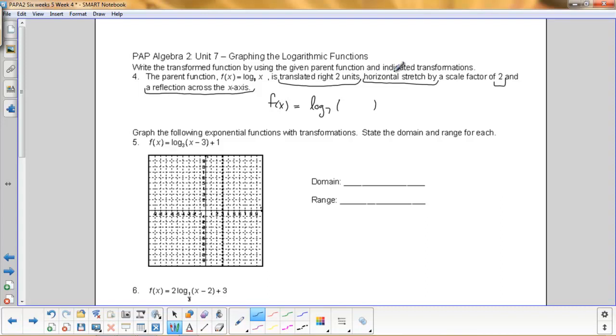The next thing I'm going to notice is that I have a horizontal stretch, and when I have a horizontal stretch, that also occurs inside the argument of the logarithm. So if it's a scale factor of 2, but it's a stretch, that's going to make it 1/2, and then I will apply x minus 2 as my right transformation. If I have a reflection across the x-axis, that means it's reflecting from upwards to downwards. So that means I'll be changing the y values, which will occur outside, and that is the transformed function after applying these transformations to it.